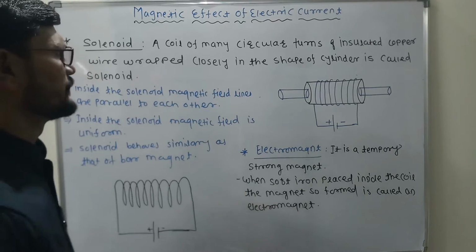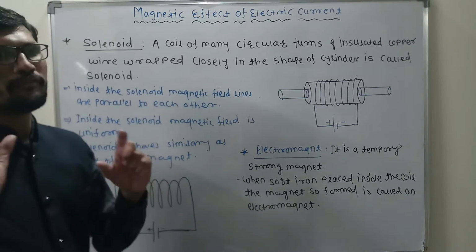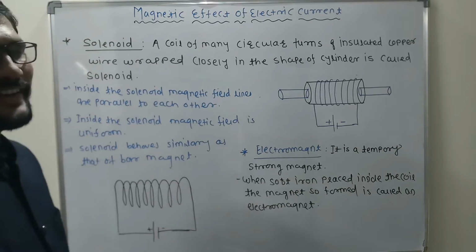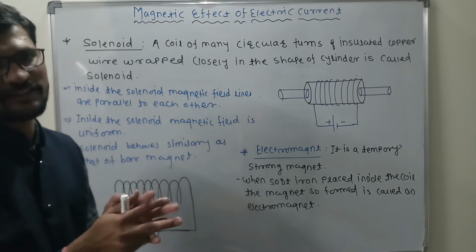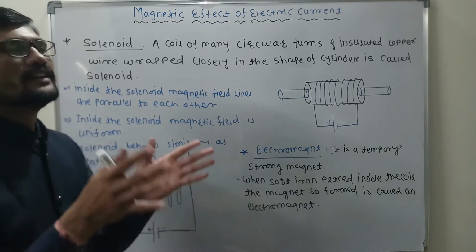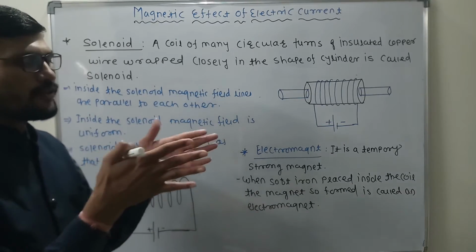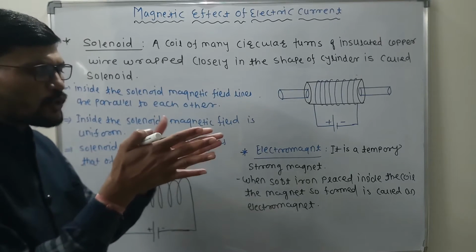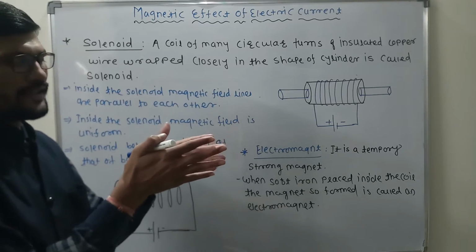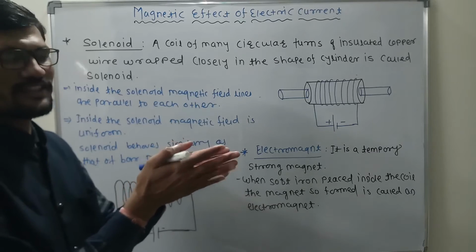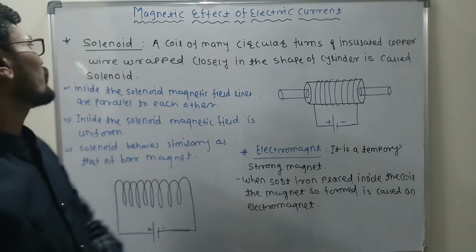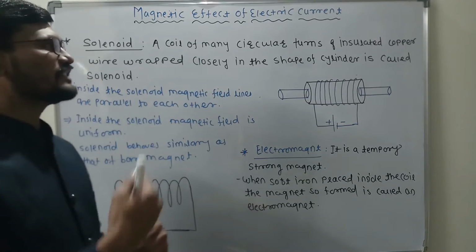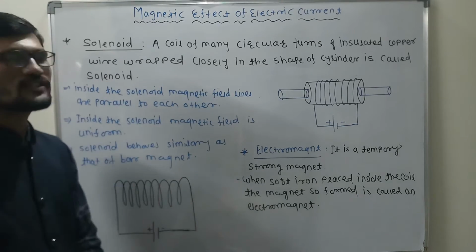What is the solenoid? When a coil of many circular turns of insulated copper, whatever the coil that we are taking, that is insulated, isn't it? Why is it insulated? Because the turns are very close to each other. That is the reason they are insulated. Clear? So insulated copper wire wrapped closely in the shape of a cylinder is called the solenoid.